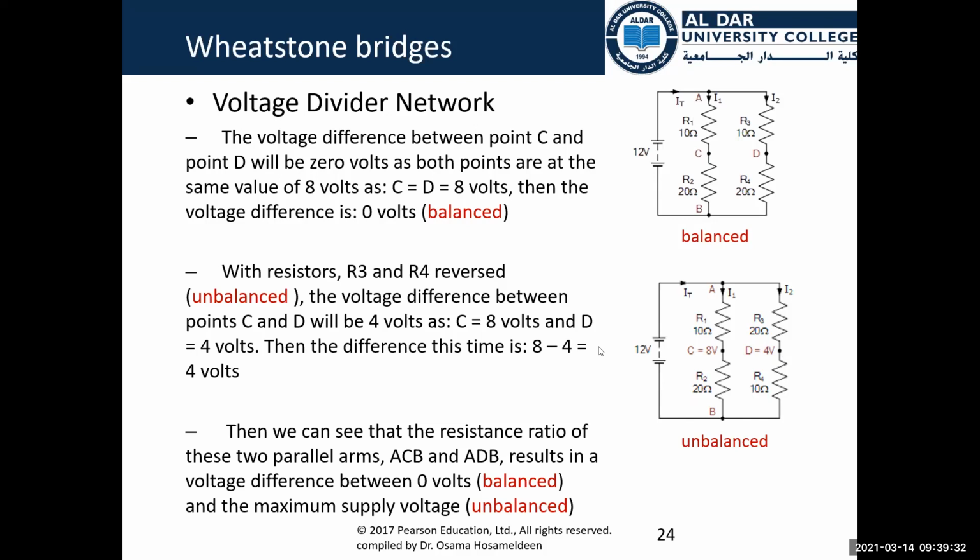Because the other branch will take 8 volts, so the total voltage will be 8 plus 4, it will be 12 volts. Again, please. Because we have 12 volts, right? So when we measure the current in each branch, we have 10 ohm and 20 ohm. So the first one will take 8 volts, the second branch will take 4 volts.